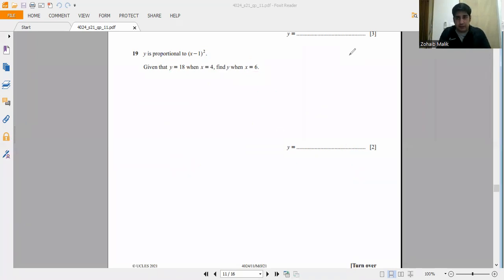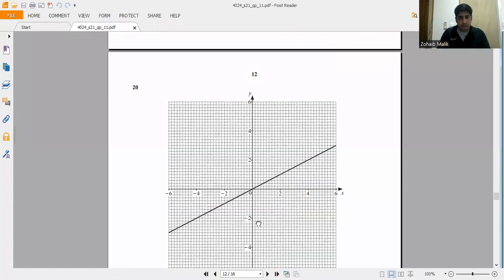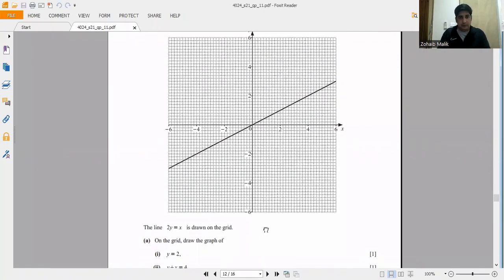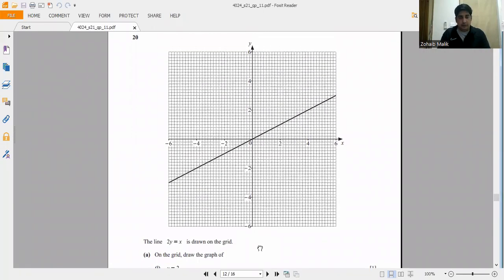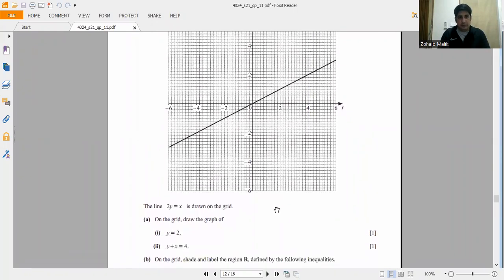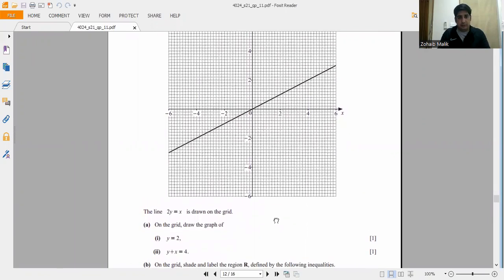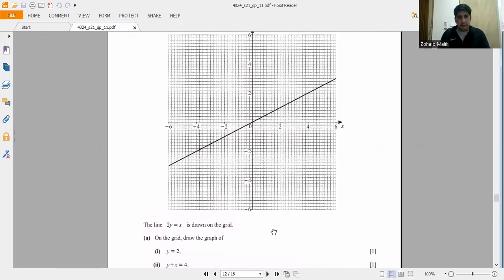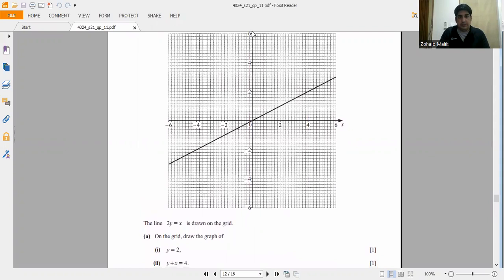Okay, the next is question number 20. We need to draw these graphs first. So then I would have to mark these lines here, which I can see on the page. Okay, here we go. The line 2y is equal to x is drawn on the grid. On the grid, draw the graph of y is equal to 2. y is equal to 2 is a horizontal line, which I can draw easily.